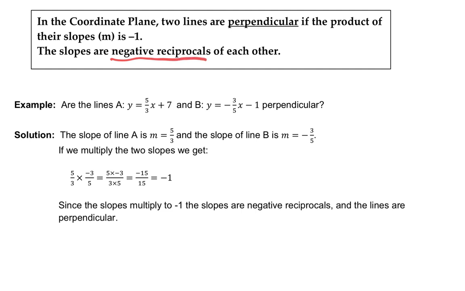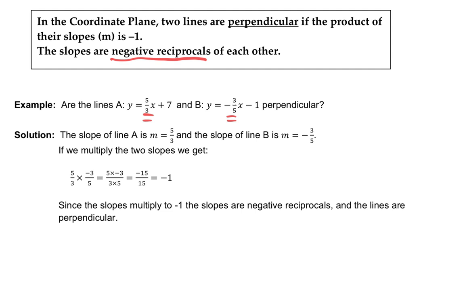So let's look at our example here. Are the lines A and B perpendicular? The slope of line A is 5/3, the number that appears just before the x. The slope of line B is -3/5, again, the fraction that appears just before the x. We can look at these two. They do it by multiplying them together. 5/3 times -3/5. They get -15/15 or -1.